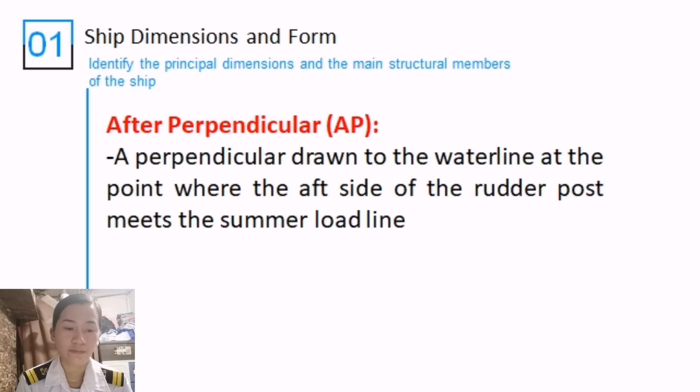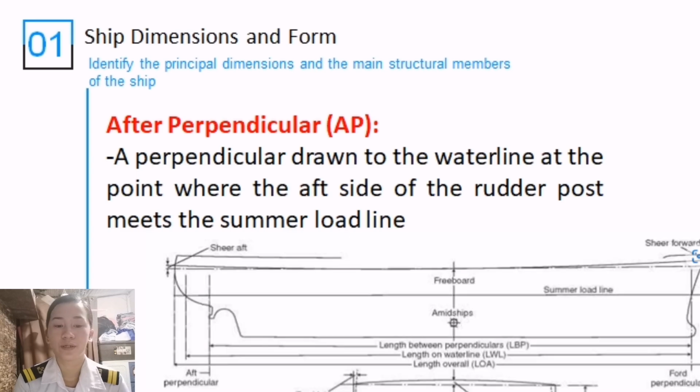Okay, so our aft perpendicular, class, is here. The aft perpendicular is drawn to the water line at the point where the aft side of the rudder post meets the summer load line. The rudder post, class, is where our rudder is hung. Our rudder is located in the aft part or the stern part of our vessel. So that is our rudder post. On the aft side of the rudder post, or the back part of it, we draw a vertical line.